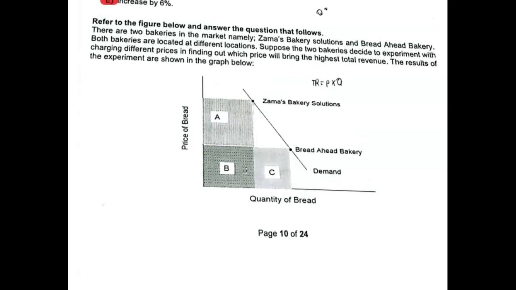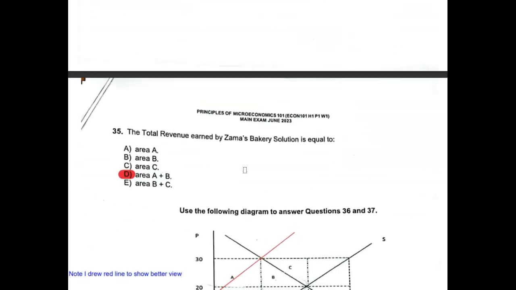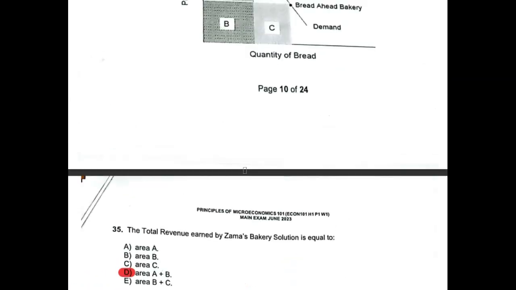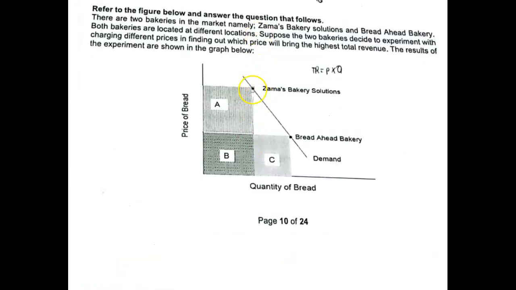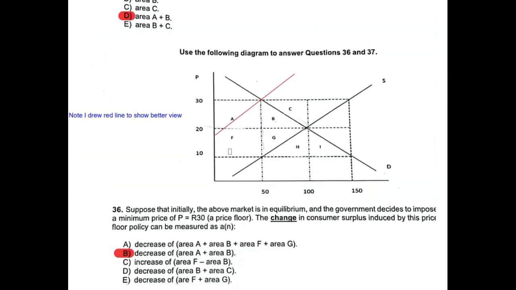So I'm just going to summarize. You can pause this video to read this. But basically, what is the total revenue of Zama? So at this point here, what's the total revenue? Total revenue is the price times the quantity. If you picture a number here and a number there, you'll say that times that. So if you think about it, it's the whole area, because it's length times breadth. So it's A and B. So the answer is area A plus B.